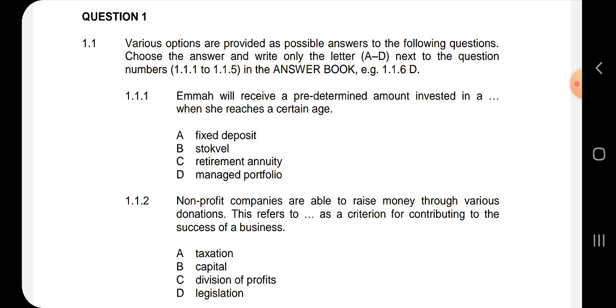When you reach a certain age, that is a retirement annuity. Stokvels do not go, they get money at the end of the year, and fixed deposits, you get your money at the end of the fixed deposit term. So it's a retirement annuity. So 1.1.1 goes with C.